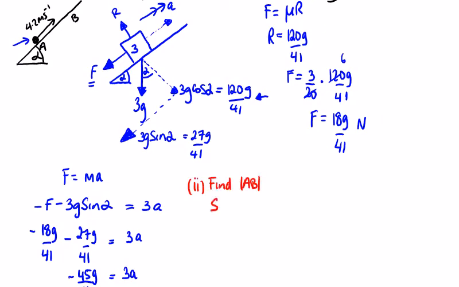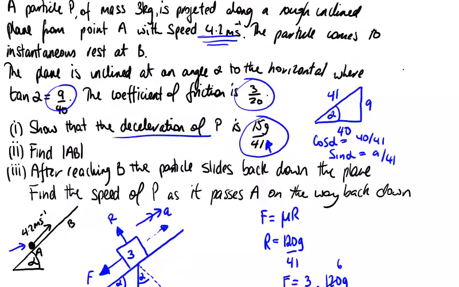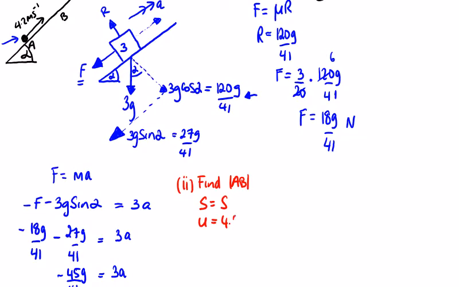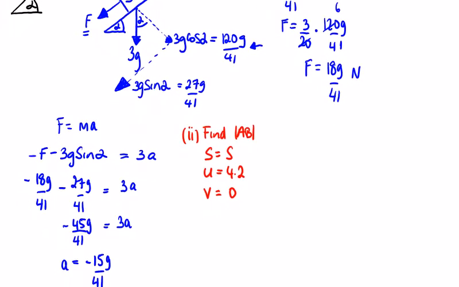So we're asked to find s, so let's just call it s. We were given the initial velocity of this, which was 4.2. It comes to instantaneous rest, so that means that my velocity becomes 0 before it starts moving back down the hill. And what I've just worked out is acceleration, which is the fourth variable that I can apply to this formula. v squared is equal to u squared plus 2as, which you guys have seen thousands of times at this point, minus 15g over 41.